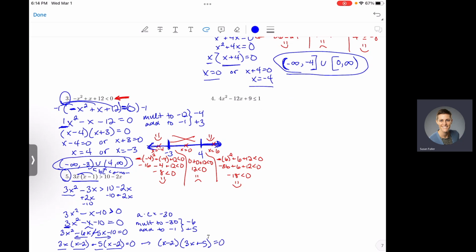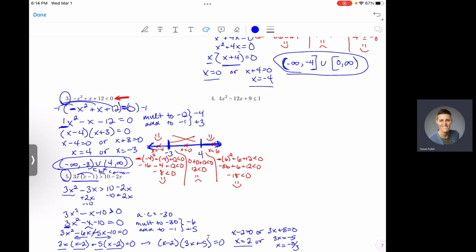So now I can set each factor equal to 0. Sorry, this is getting a little messy. So that means either x minus 2 equals 0 or 3x plus 5 equals 0. So that means x equals positive 2 or 3x is negative 5, which means x is negative 5 over 3.